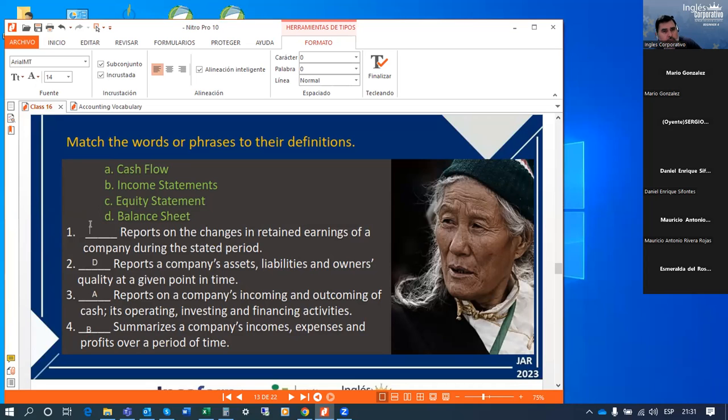And the equity statement, letter C. Number one, letter C. Okay. Excellent. Let's go to the main session. Okay, thank you.